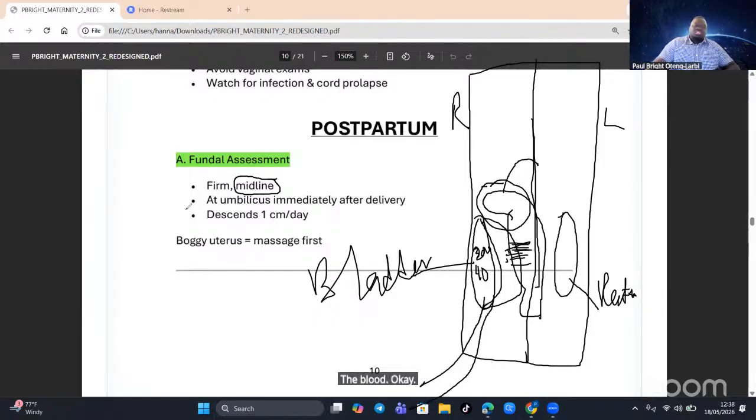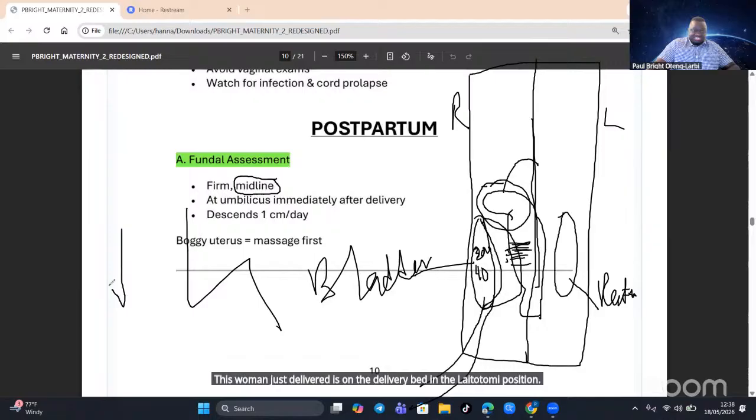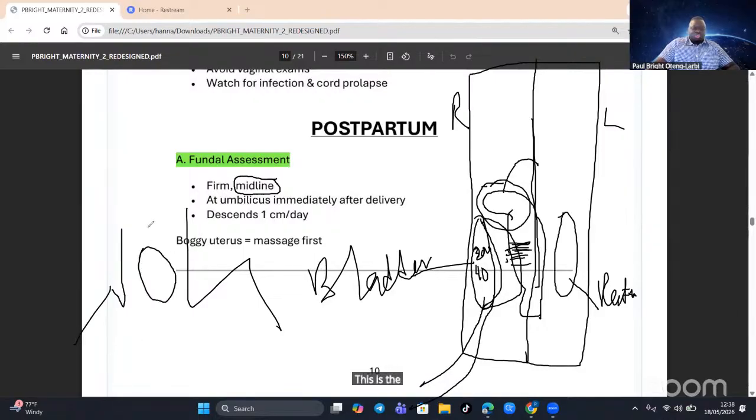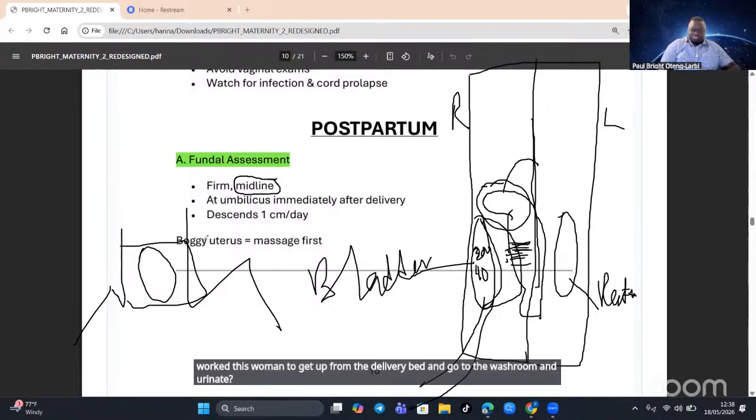This woman just delivered and is on the delivery bed in the lithotomy position, like this. This is the issue going on. This is the bladder. Will I tell this woman to get up from the delivery bed and go to the washroom and urinate? Which midwife will do that?